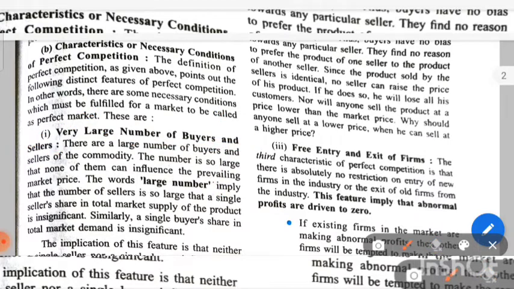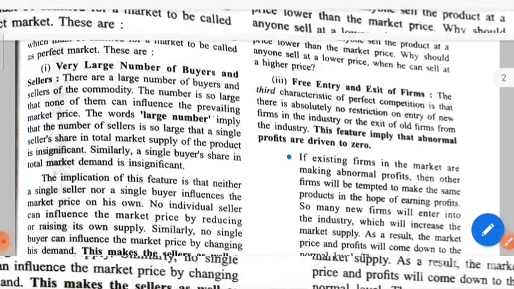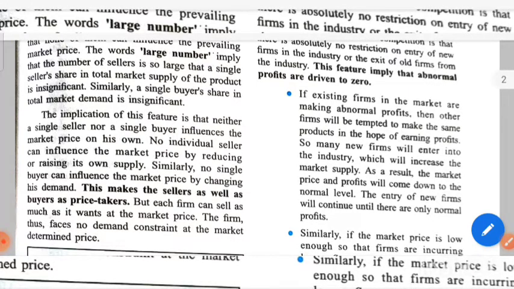Second thing is, when there is a large number of buyers and a large number of sellers, they cannot charge their price on their own. Whatever they want, they cannot charge a price by themselves.